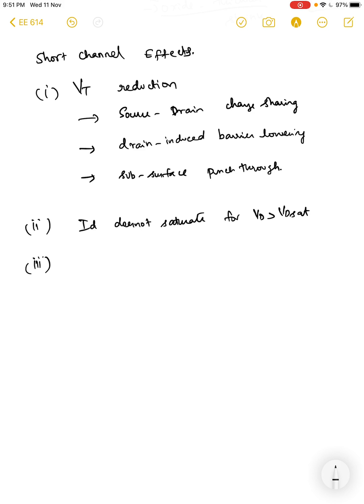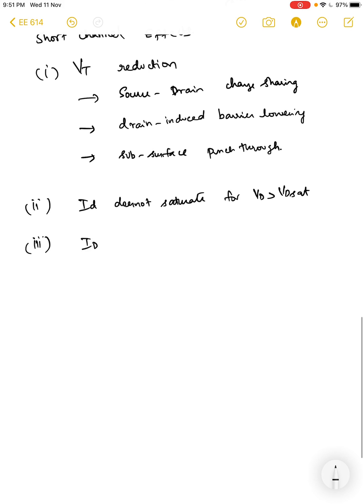The third aspect is ID is no longer proportional to 1 by L. So basically our previous equations do not hold. You do not have a 1 by L relationship. So a smaller length does not necessarily mean that you have higher currents.